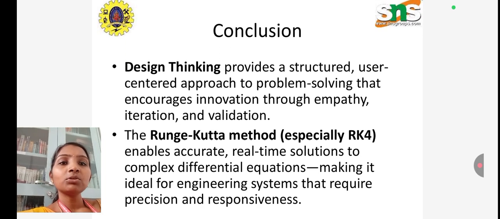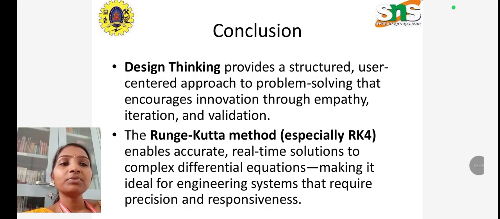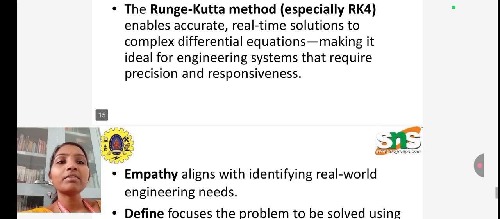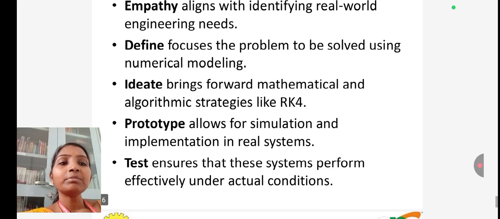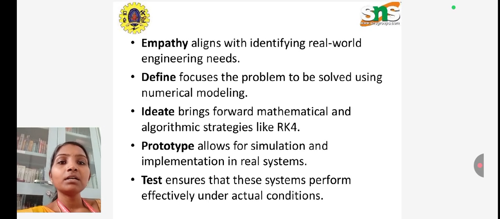And in conclusion, design thinking provides a structured, human-centric approach to problem solving, as we have discussed earlier, with all types of methods. The Runge-Kutta method enables accurate real-time solutions to complex differential equations, making it ideal for engineering systems requiring precision and responsiveness. So these stages, empathize, define, ideate, prototype and test, can be done using this RK4 method.